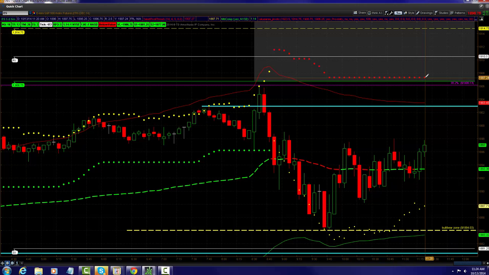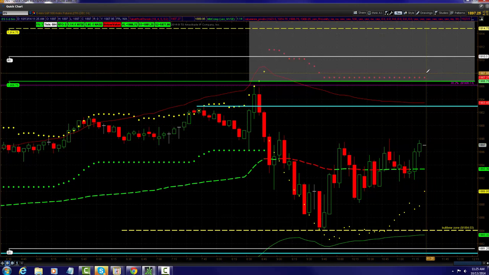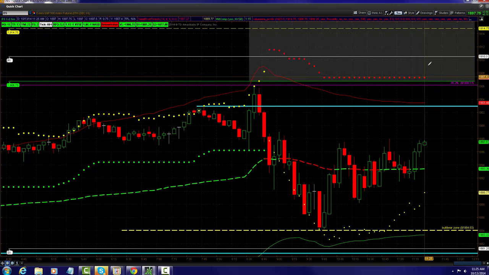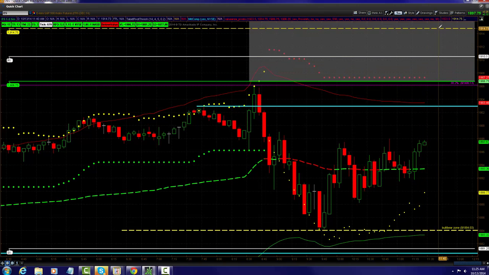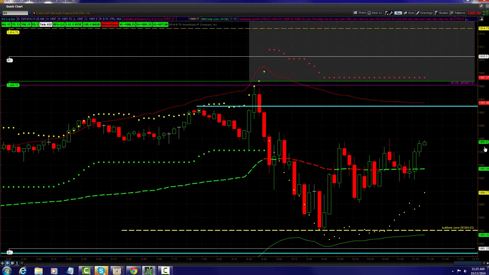Now remember, this is important. Just because we get a violation of the pivot, we need confirmation by getting a close above it. So we need a 5 minute close above that. And then I think buyers would come in the market, we'd go to S1 and take out 1914.75.